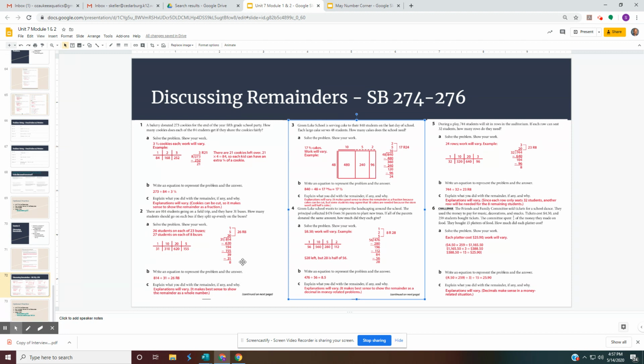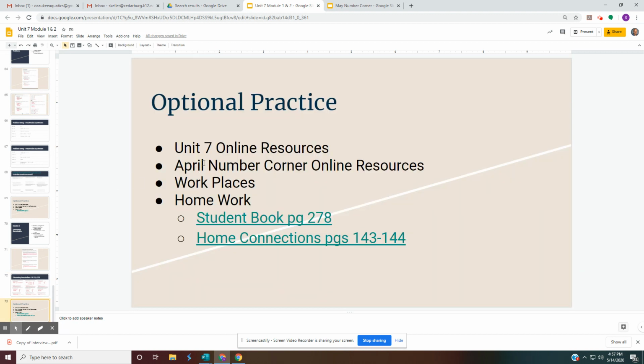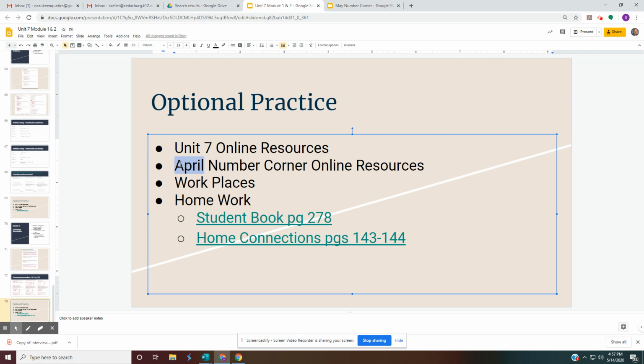All right, so that's all we have to do today. Make sure that you are doing your workplace games. We are not doing the April number corners. We are doing the May number corner online resources for your homework tonight. Make sure you're doing your student book, page 278. Also, your home connections books, pages 143 and 144. If you have any questions, reach out to your teachers as soon as possible. If not, I hope you have a great day and enjoy math.